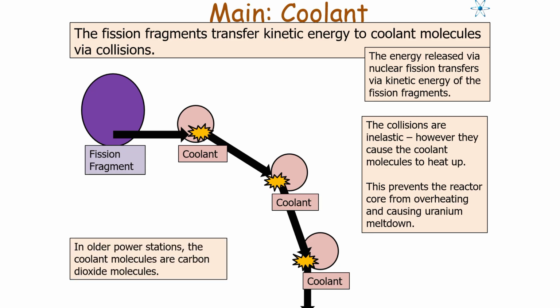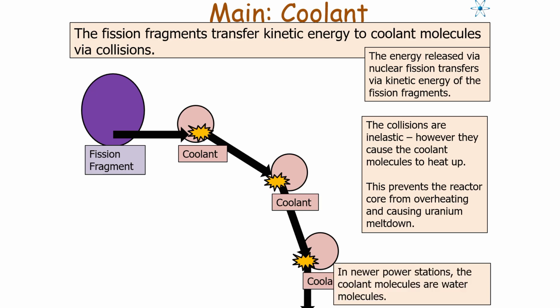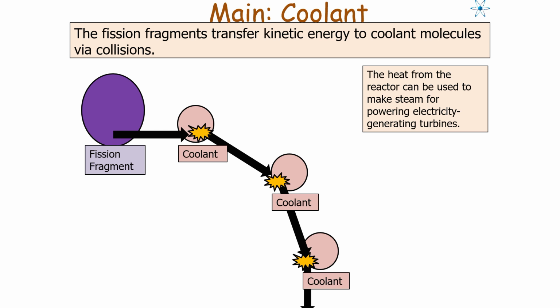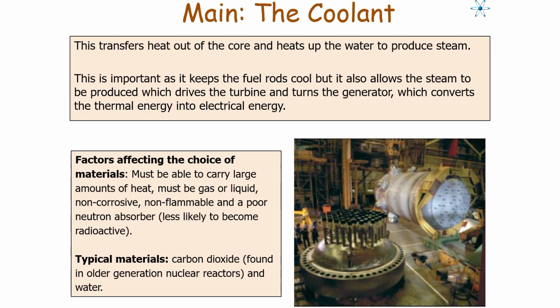Now in older power stations we tended to use carbon dioxide molecules as the coolant, but in newer power stations the coolant molecules are water molecules. Now the coolant needs to be very efficient at transferring heat, because not only does it stop our uranium from going into nuclear meltdown, but the heat from the reactor can also be used to make steam for powering electricity generating turbines. So what factors affect the choice of material for our coolant?